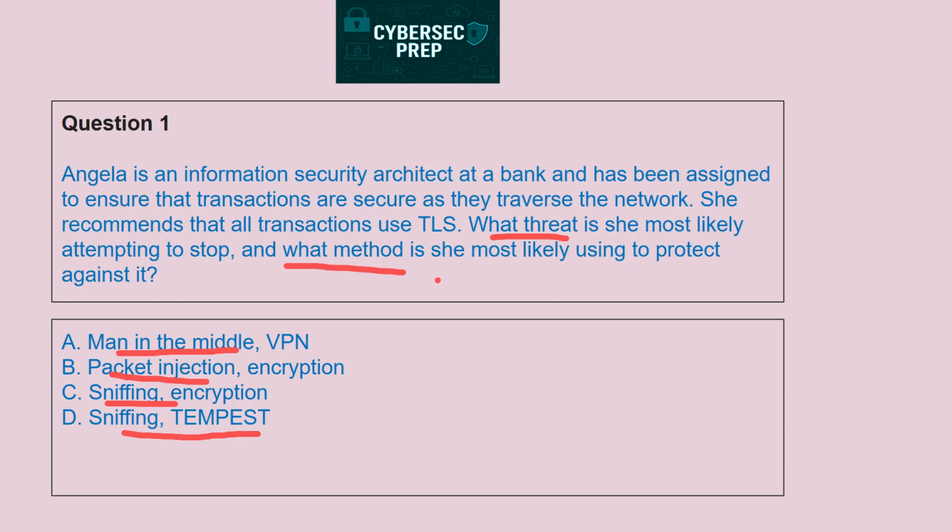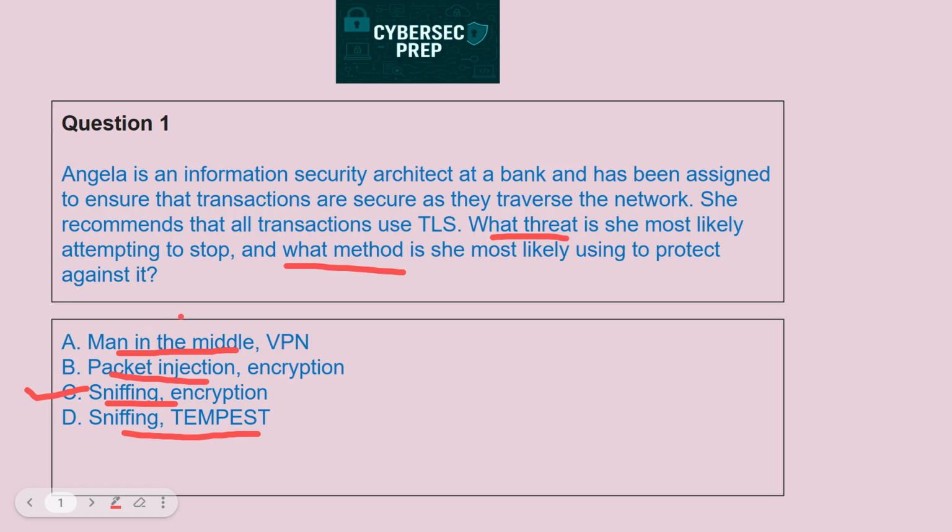So there are two things we need to identify as the correct answer. One is the threat, the other is the method that will be used to protect against the threat. So we have to choose the best option out of these four. Basically, as we all know, encryption is often used to protect traffic like bank transactions from sniffing, right? Sniffing is a kind of threat. So at this point, to me, the most appropriate response is C out of these four, but let's see what other options are.